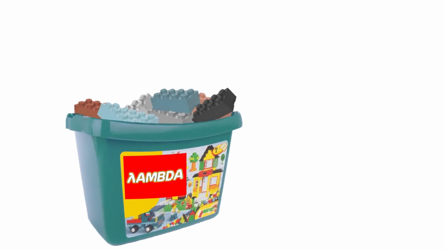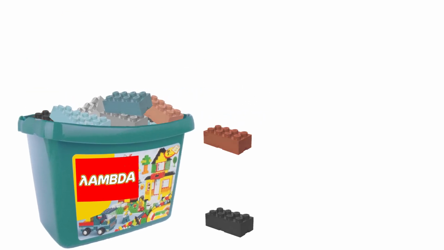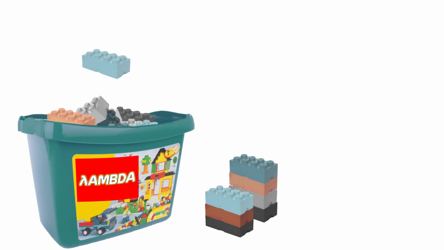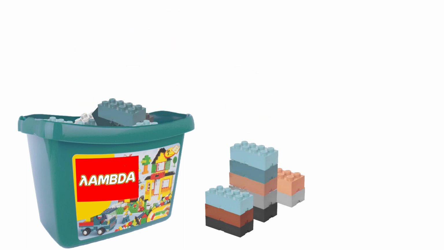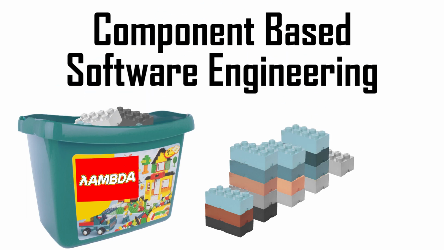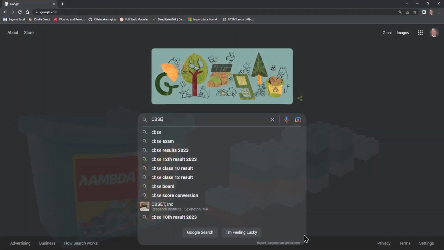5G modeling is assembling models from pre-built, pre-tested components, rather than creating models from individual formulas. So, to assemble this model, we need to get some components. 5G components are known as CBSE compliant lambdas, and we can use that term to Google them.